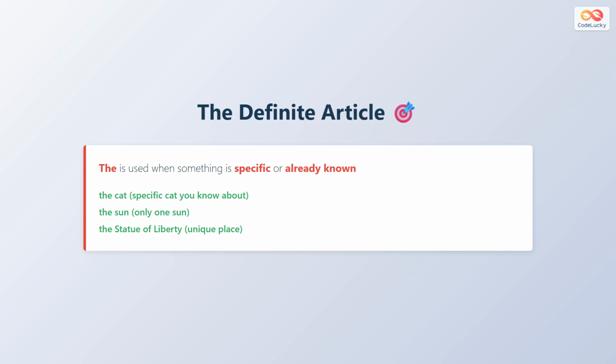Now let's talk about the definite article. Use the when something is specific or already known. For example, the cat means a specific cat that you already know about. The sun is used because there is only one sun. The Statue of Liberty is a unique place, so we use the. When the listener or reader already knows which specific thing you are talking about, use the.